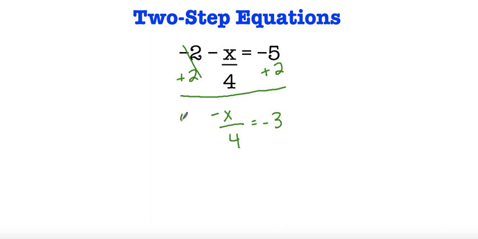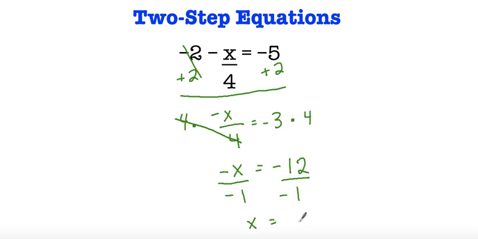If I wanted to, I can multiply by 4 here. That cancels these out. But remember that we still have negative x. And so I'm going to multiply this side by 4 too to balance our equation. But be mindful that if you do multiply just by 4, that this x is still negative. So we're going to have to divide by negative 1 if we want to isolate our x, because at the end we want to know what x equals, not negative x. So negative 12 divided by negative 1 is 12, so x is equal to 12.